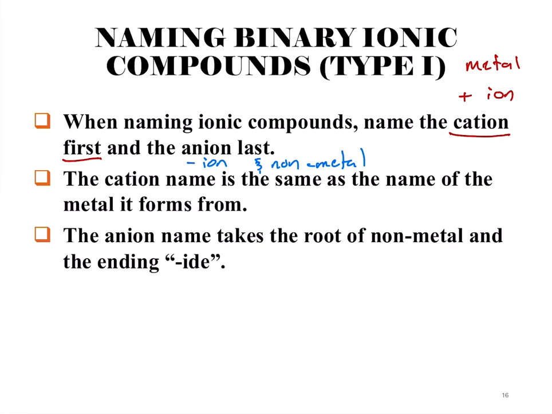The cation is simple, it's just the name of whatever the element is, right? So for example, Na, we just put sodium. We don't modify the name at all. Potassium, we just put potassium. There's no modification.